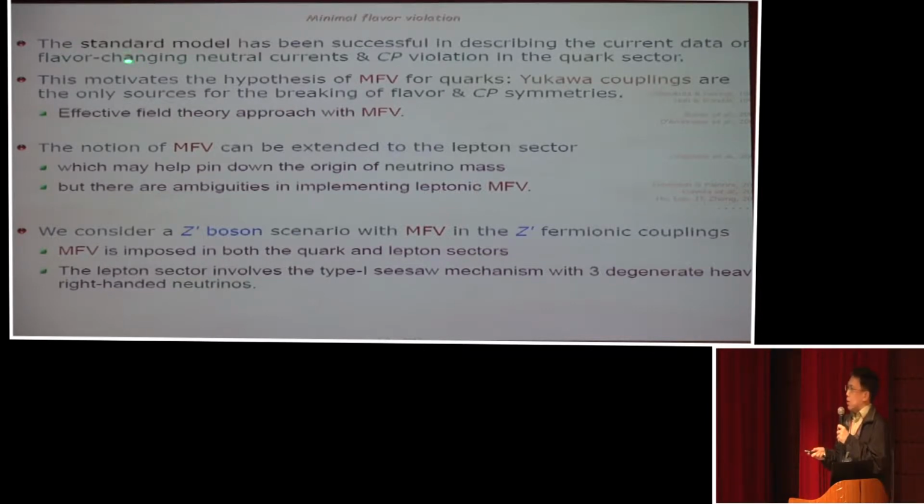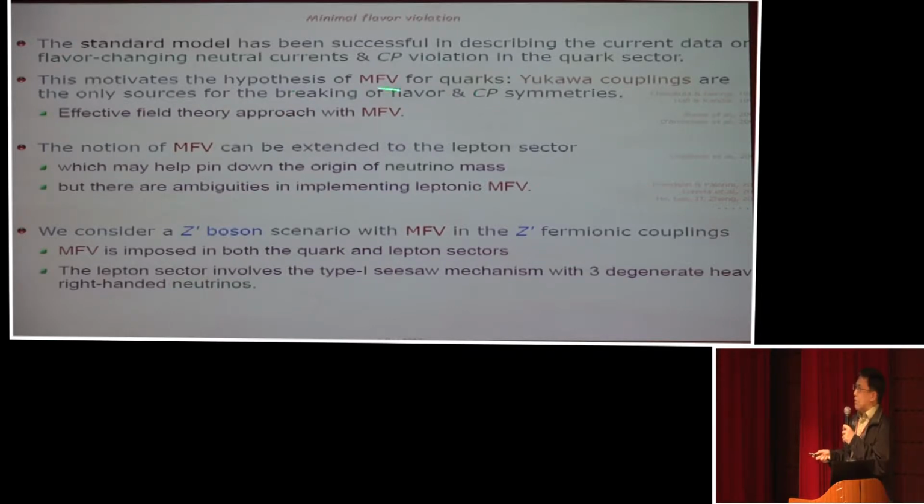So as we all know, the standard model has been very successful in describing the current data on flavor changing neutral currents and CP violation in the quark sector. And so this motivates people to propose the hypothesis of minimal flavor violation, or MFV, for quarks. This hypothesis states that Yukawa couplings are the only sources for the breaking of flavor and CP symmetries.